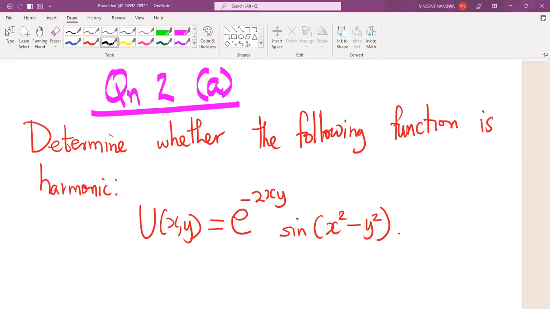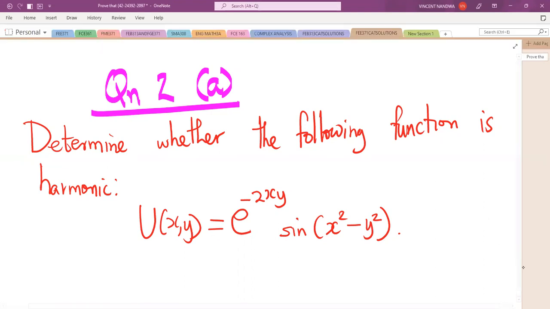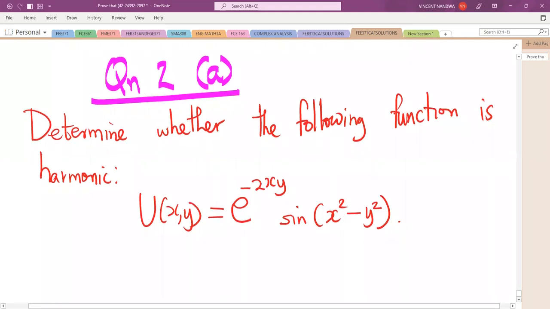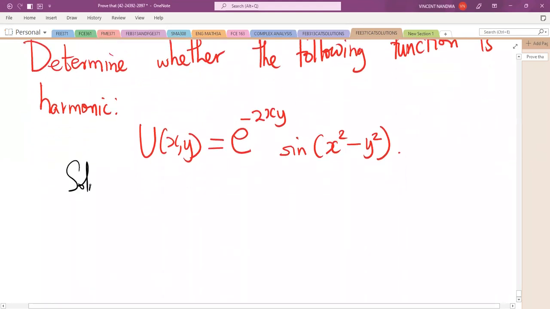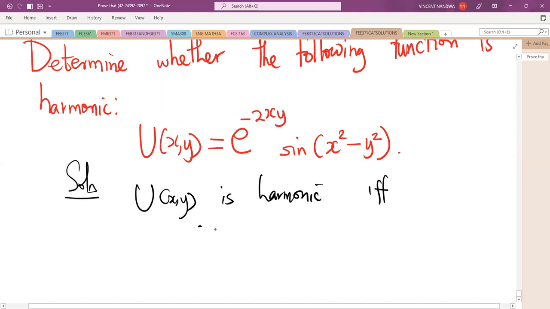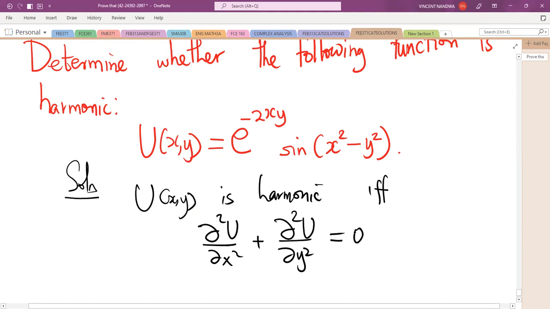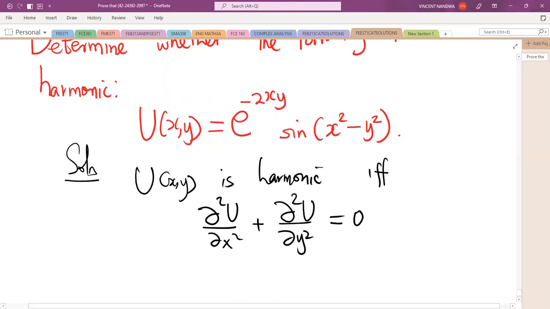So let's solve the problem. We want to test whether this function is harmonic. u of x, y is harmonic if and only if partial squared u partial x squared plus partial squared u partial y squared is 0. So that's what we need to test, that the sum of the second partial derivatives of the function with respect to x and with respect to y sums to 0.